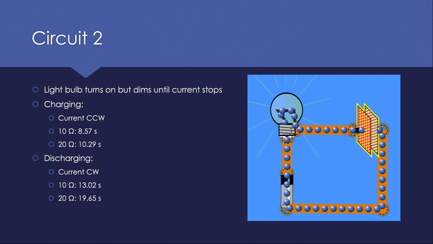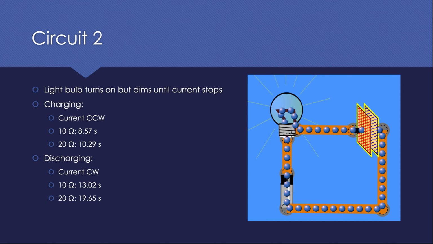This is the RC circuit that was used in the second part of the lab. The light bulb is on while the battery charges the capacitor, but it dims and turns off as the capacitor becomes fully charged and the current stops flowing. When the battery is removed from the circuit, the capacitor discharges and the light bulb turns on again, but it dims as the capacitor loses charge.